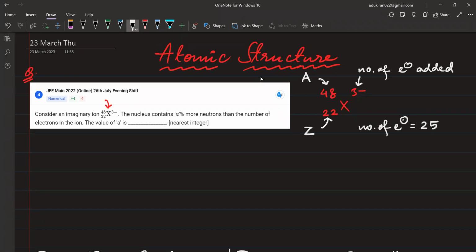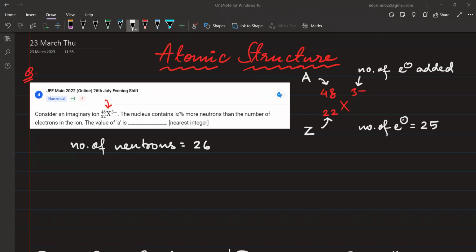So the nucleus contains A% more neutrons than the number of electrons in the ion. What is the value of A equal to how much? Number of electron आपके पास ये होगी. What is the number of neutrons? Tell me. Neutrons यहाँ से निकालिएगा. ये A% मत लीजिएगा. 26. ठीक है.